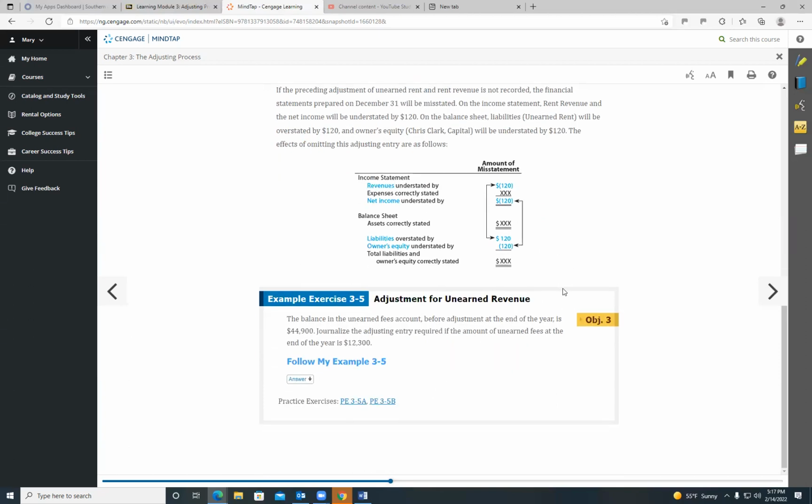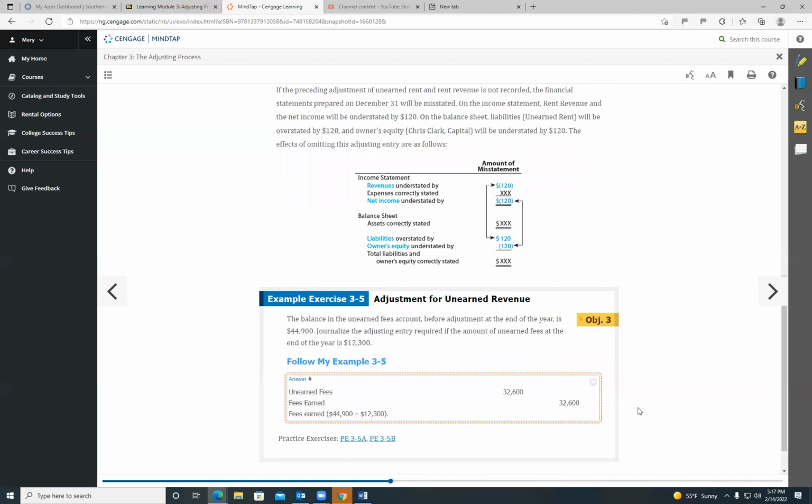So let's do an adjusting entry for unearned revenue. It says here, the balance in the unearned fees account before adjusting at the end of the year is $44,900. Journalize the adjusting entry required if the amount of unearned fees at the end of the year is $12,300. So let's click on the answer.